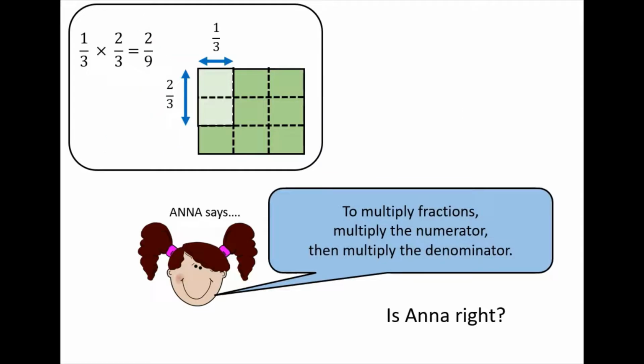Your lesson on multiplying fractions to help you with the worksheets you've got over Easter. So to multiply fractions, you multiply the numerators and then you multiply the denominators. So at the top there, as you can see, you've got 1/3 times 2/3 equals 2/9. So what she's done is she's multiplied 1 times 2 to get 2 as her numerator and 3 times 3 to get 9 as a denominator. Is Anna right? Let's look.